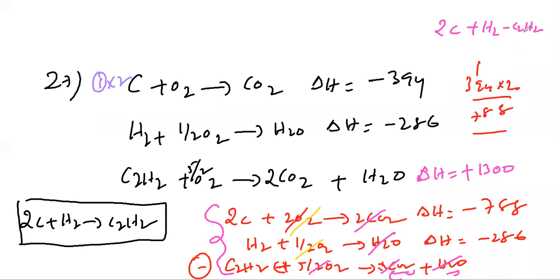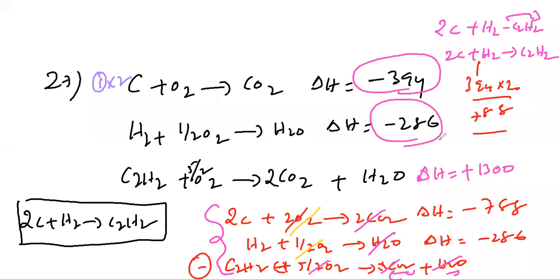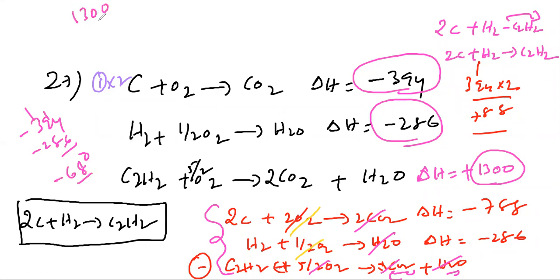Now you subtract, students. 2C plus H2 gives rise to C2H2, you take to the RHS. What is the value you are going to get? Minus 394, minus 286, 1300. Subtract, students, and tell. Minus 394, minus 286, that is minus 680. 1300 minus 680, how much are you going to get? 1220. How much are you going to get, students?